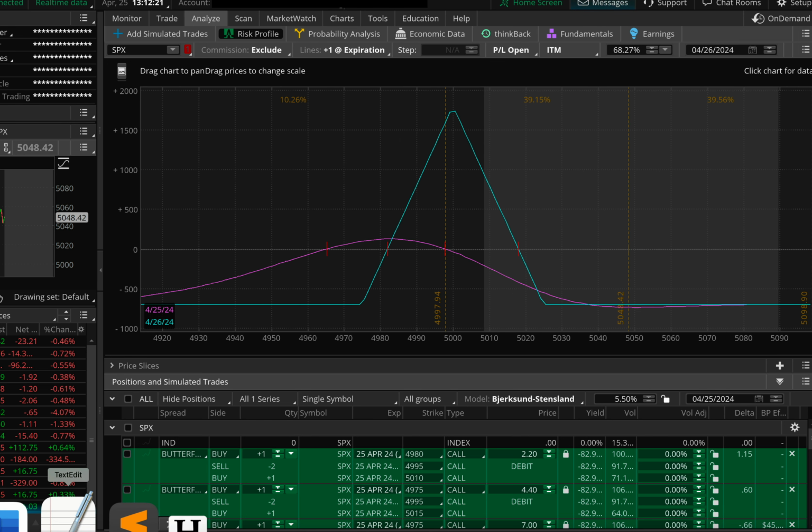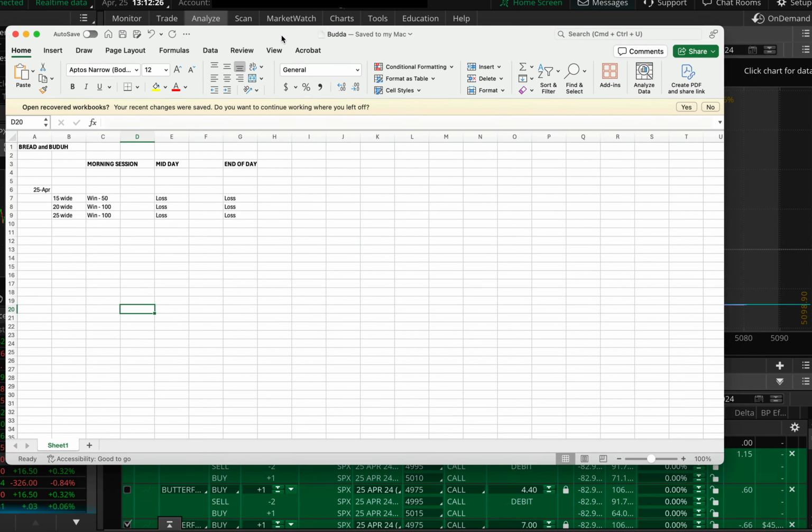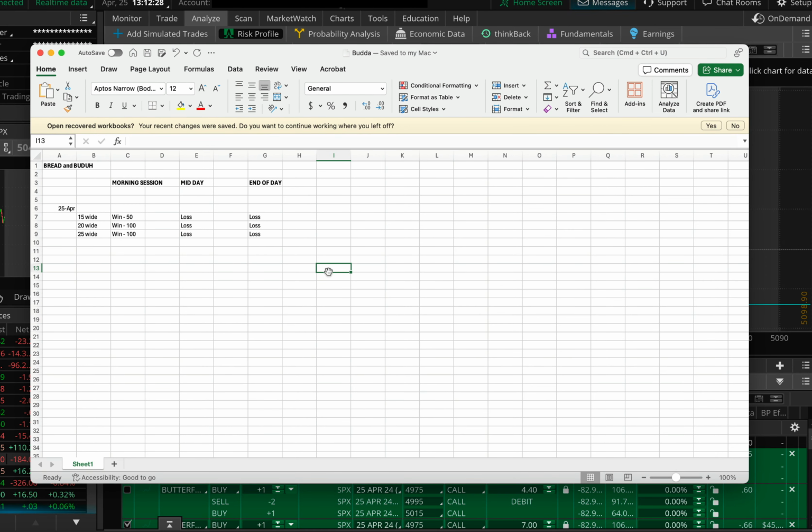I'm trying to figure out exactly how I want to do this. I want to keep track of this, and I just started to put this together. This may change, but here's what I got so far. So today's April 25th. This is day one, and here are the 3 different butterflies we're going to be testing: the 15 wide, the 20 wide, and the 25 wide. So the morning session is the trade we put on at 7, and it usually takes about an hour, whether it hits a win or a loss.